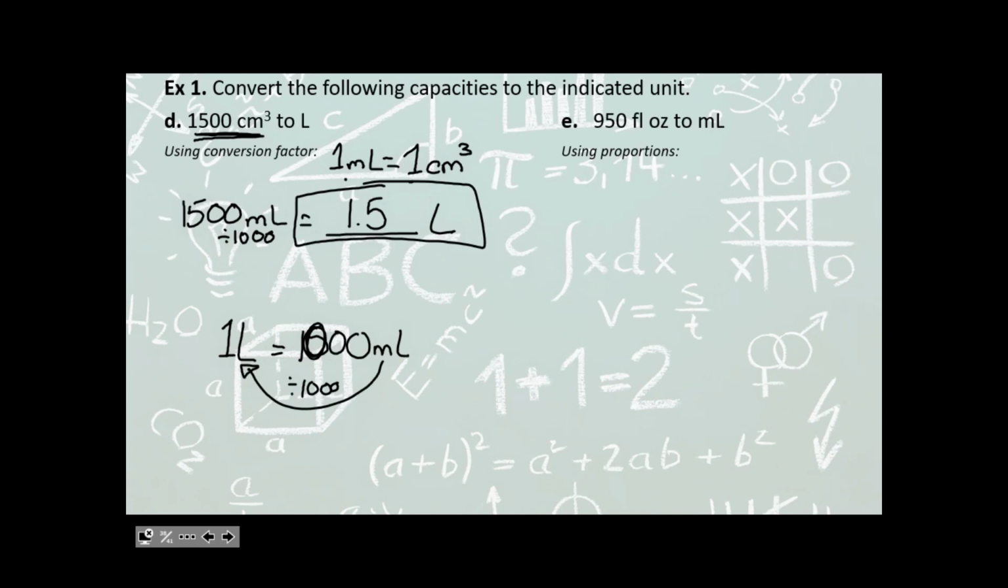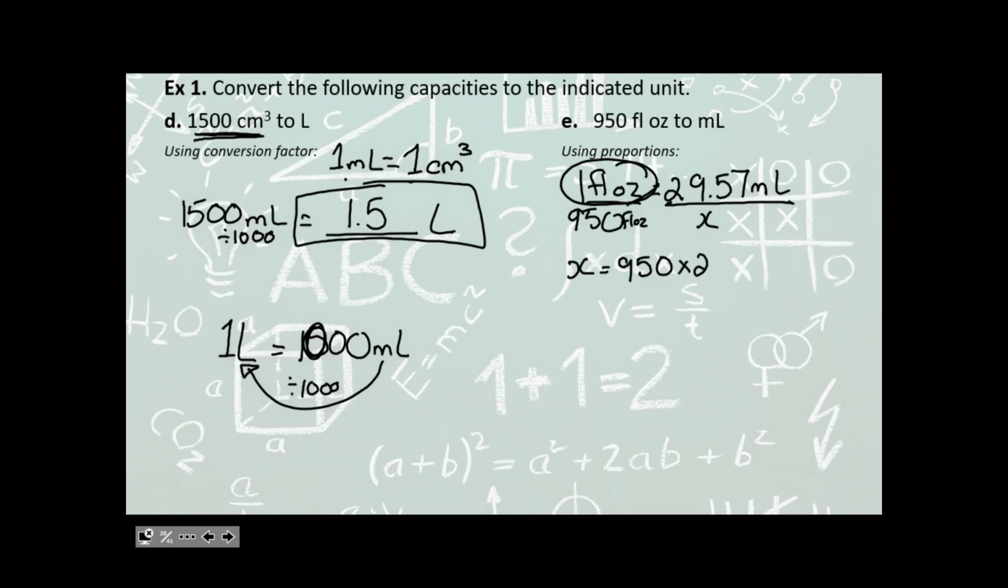The next question says solve using proportions. 950 fluid ounces is equal to how many milliliters? From my formula sheet, I know that 1 fluid ounce is equal to 29.57 milliliters. They're giving me 950 fluid ounces. So how many milliliters is that? Once I've set that up, cross multiply and divide. So x is equal to 950 times 29.57. And I will just divide that by 1.